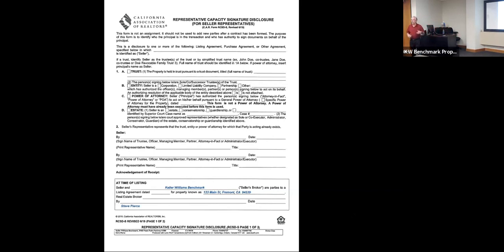Which means, when we see estate, that means probate. Does everybody understand all the different entities we're talking about? If you stay in this business long enough, you will likely run across all those scenarios, particularly on the seller side. And it even specifies whether the power of attorney is a general or a special.